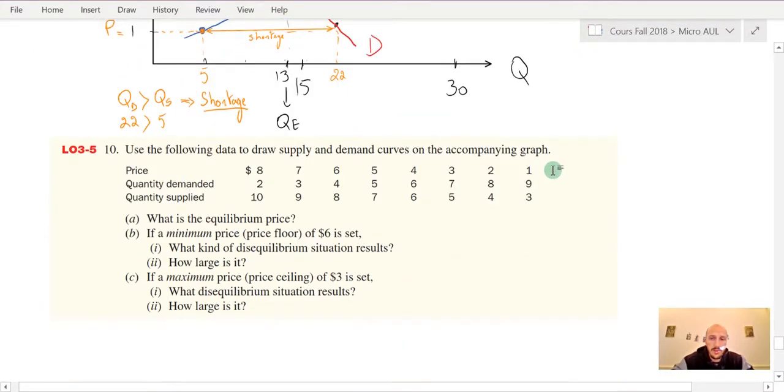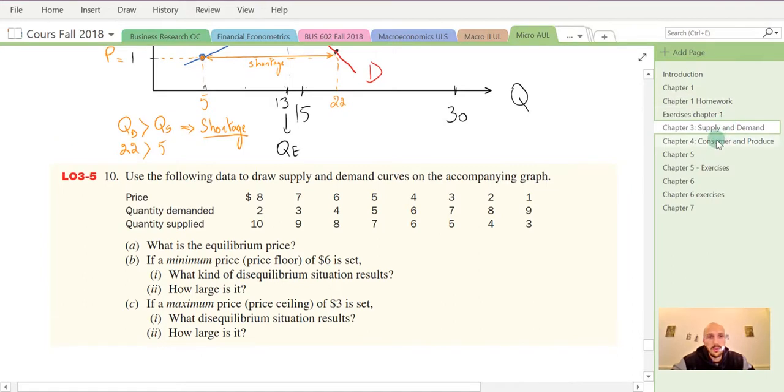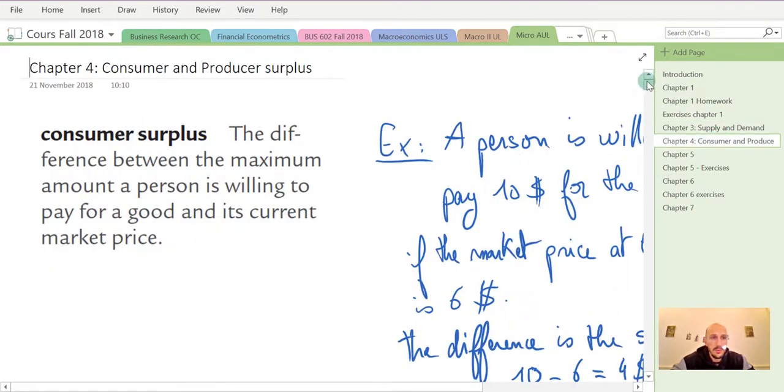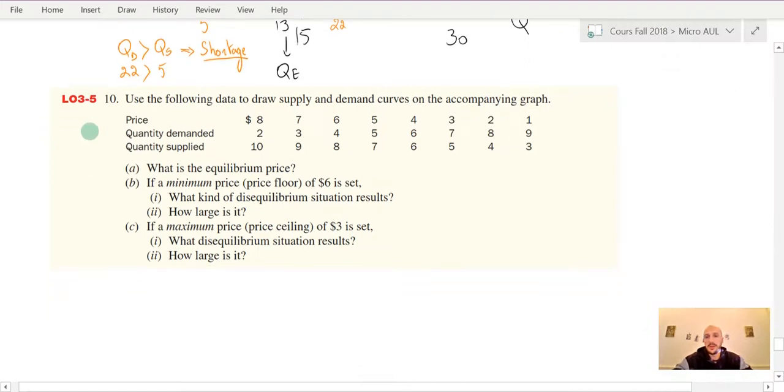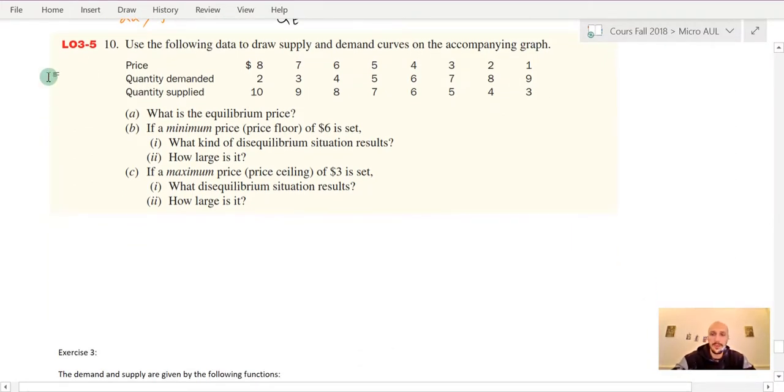Normally, I will be solving this exercise today, and then later on in our next session, we will be starting a new chapter, which is chapter 4, where we discuss the consumer and producer surplus. So let's go back here to this part and try to solve together this exercise.